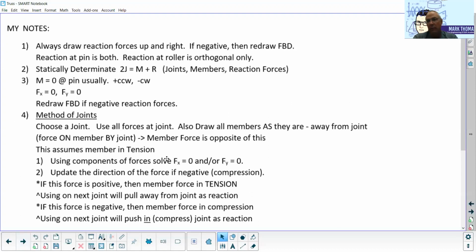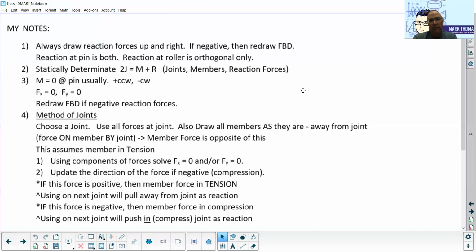Okay, so on step 1, we're going to always draw reaction forces up and to the right. I'm going to choose to do that. It's not necessary, but in my consistent way of doing it, that's the way I'm going to do it. If we find the value of a force to be negative, then we will redraw that force in our free body diagram. The reaction at the pin is both horizontal and vertical, so at the pin it's going to be right and up. And the reaction at the roller is only orthogonal to the roller. In our example here, it's actually going to be to the right.